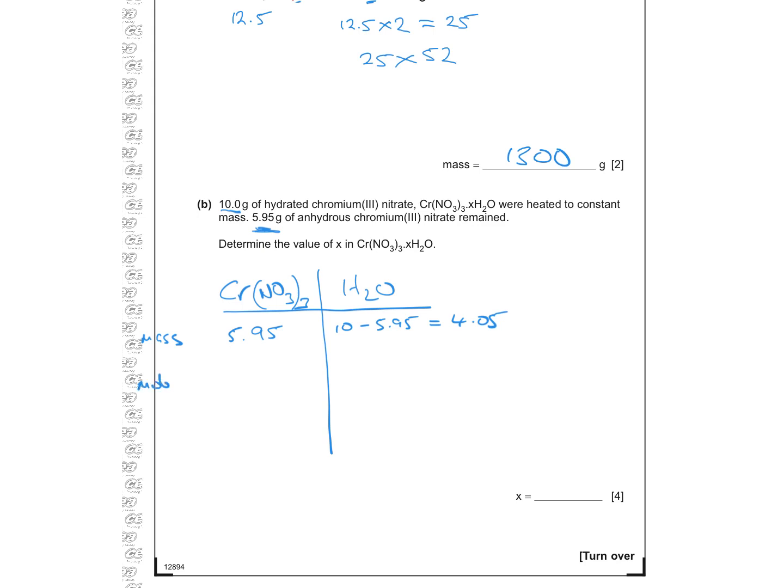The next thing we do is convert these masses to moles. So it's going to be 5.95 over the RFM, which is 238, and that equals 0.025. Do the same thing with the water, 4.05 over 18 this time, and that's going to be 0.225. So now it's a case of dividing through by the smallest, which is the 0.025, and that's a ratio of 1 to 9. So 9 is the value of x.